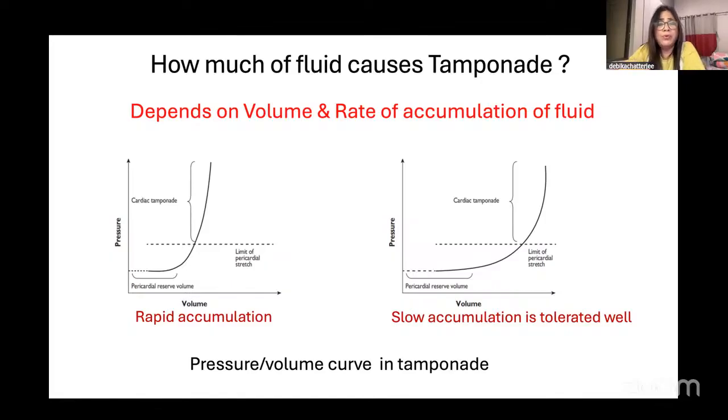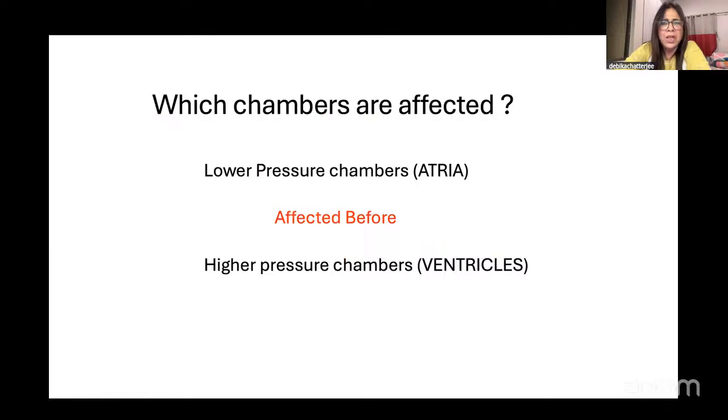So we have to remember that even if a small amount of blood is accumulated in the pericardium very fast, like following the removal of the temporary pacing, which happens in the cath lab, even 100 cc of blood causes the tamponade. Now, which chamber is affected first? Obviously, it is the low pressure chambers, which are the atria, that are affected before the high pressure chamber, which is the ventricle.